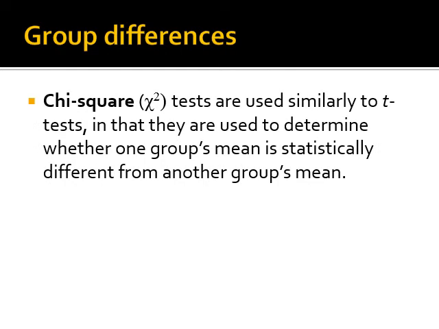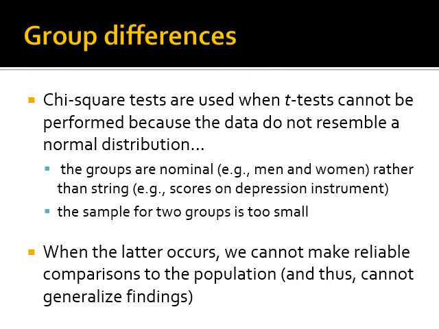So we've learned about t-tests. I want to introduce you to chi-square tests, which, if you understand t-tests, are not a huge leap. These are used similarly to t-tests in that they are used to determine whether one group's mean is statistically different from another group's mean. Chi-square tests are used when t-tests cannot be performed because the data do not resemble a normal distribution. Remember, you really need to have both of your samples following the normal distribution to be able to use t-tests properly.